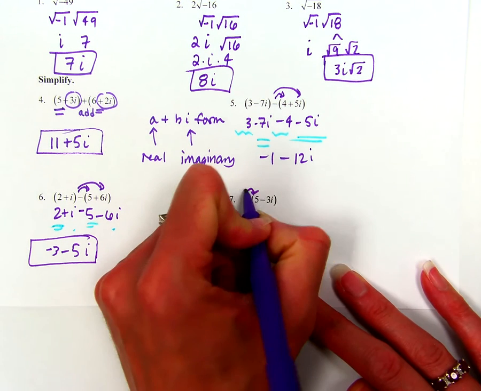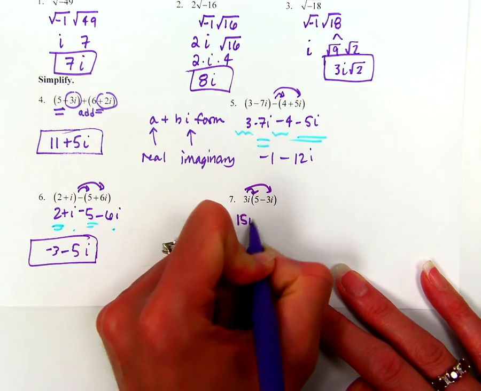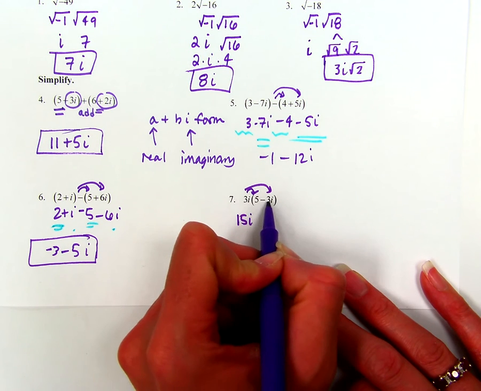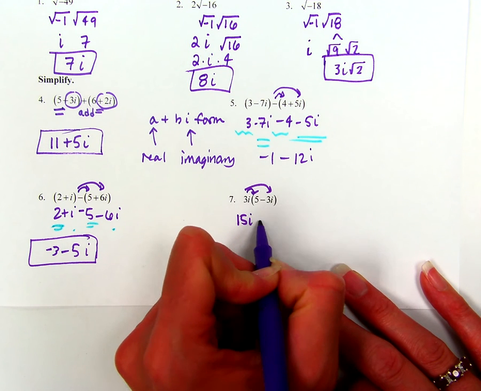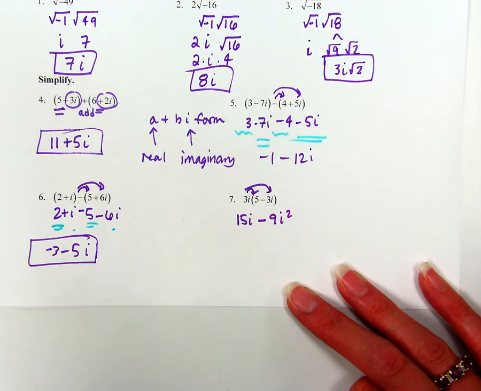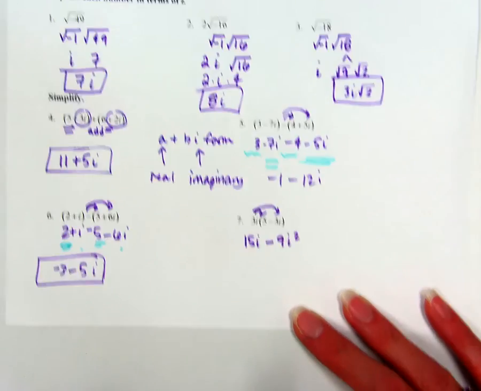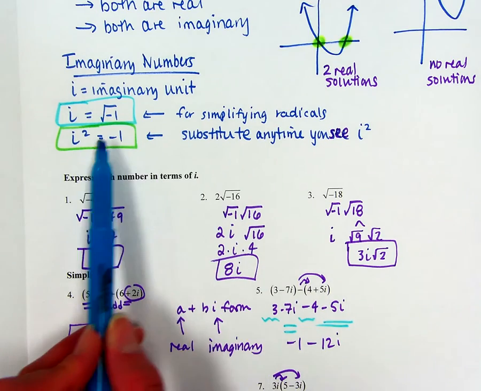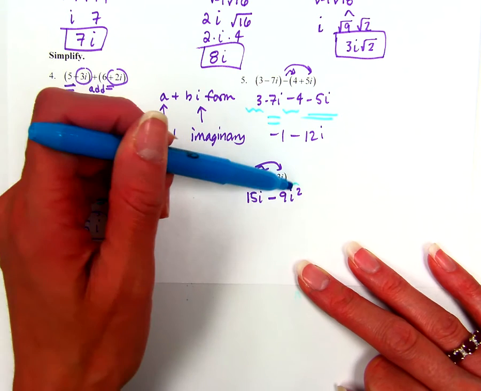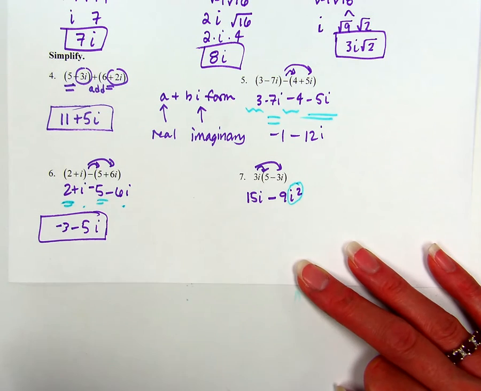We're going to distribute. 3 times 5 is 15i. 3i times negative 3i is negative 9i squared. So this is where you have to go back and look at the definition of i squared is negative 1. So we never want to leave an i squared in your answer. If you ever see that, that's the same as negative 1.